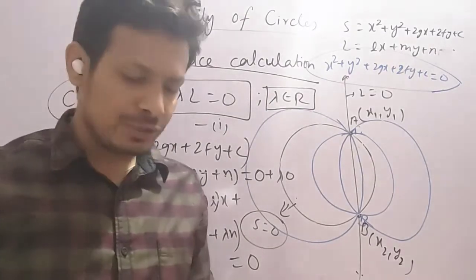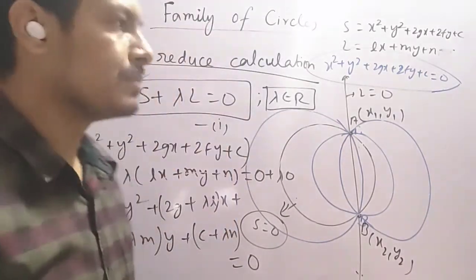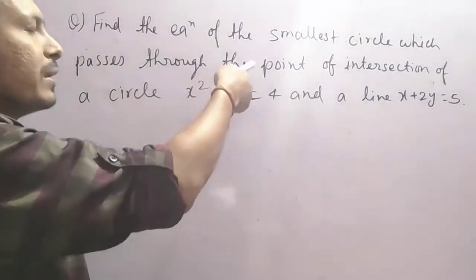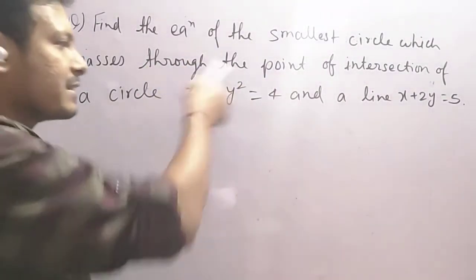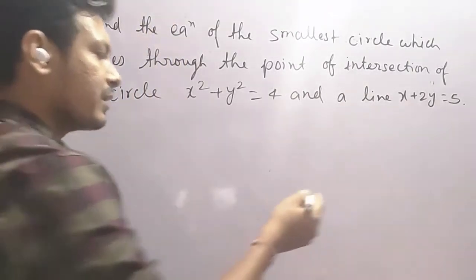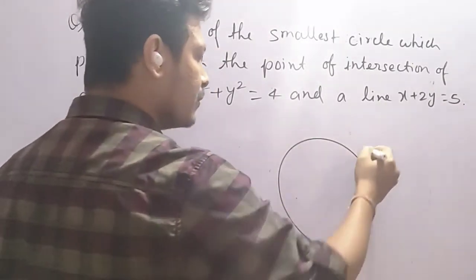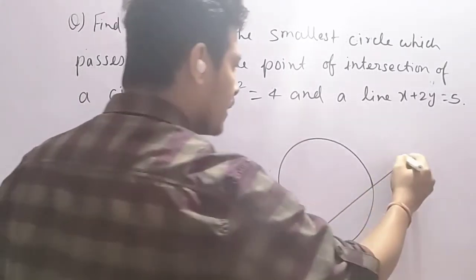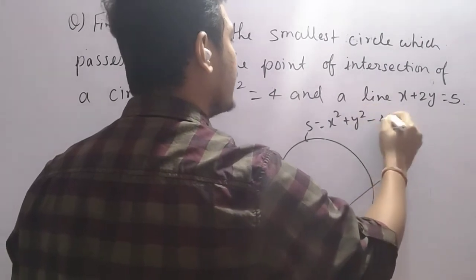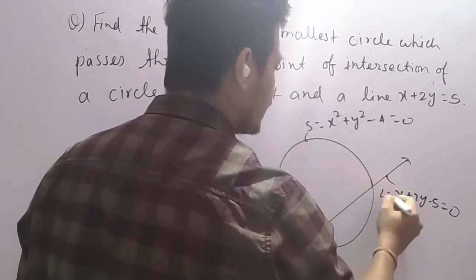Okay, so I'm gonna illustrate an example. एक question भी illustrate करना चाहता हूँ आपके सामने. So stay with me. It says that we have to find the equation of the smallest circle which passes through the point of intersection of the circle x square plus y square equals to 4 and a line x plus 2y equals 5. Okay, which means we have a circle x square plus y square equals to 4 and a given line x plus 2y minus 5 equals 0.